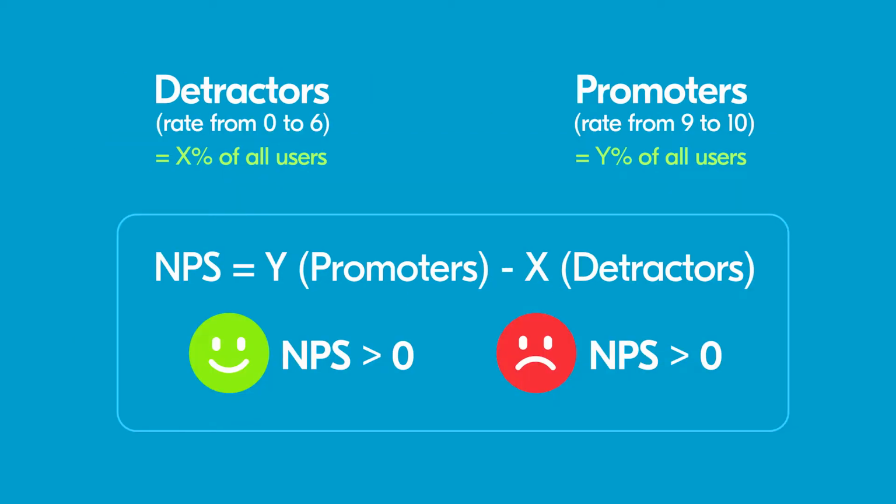The Net Promoter Score is the difference between the percentage of promoters and detractors. Your MVP's Net Promoter Score can be deemed successful if it is above 0. And the greater score you obtain, the better.